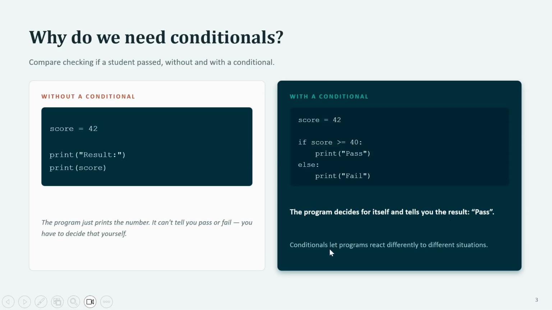So conditionals let the program react differently in different situations based on the conditions we have set. They let the program define some parameters and variations so that it can directly make decisions and do the corresponding program execution based on that condition.